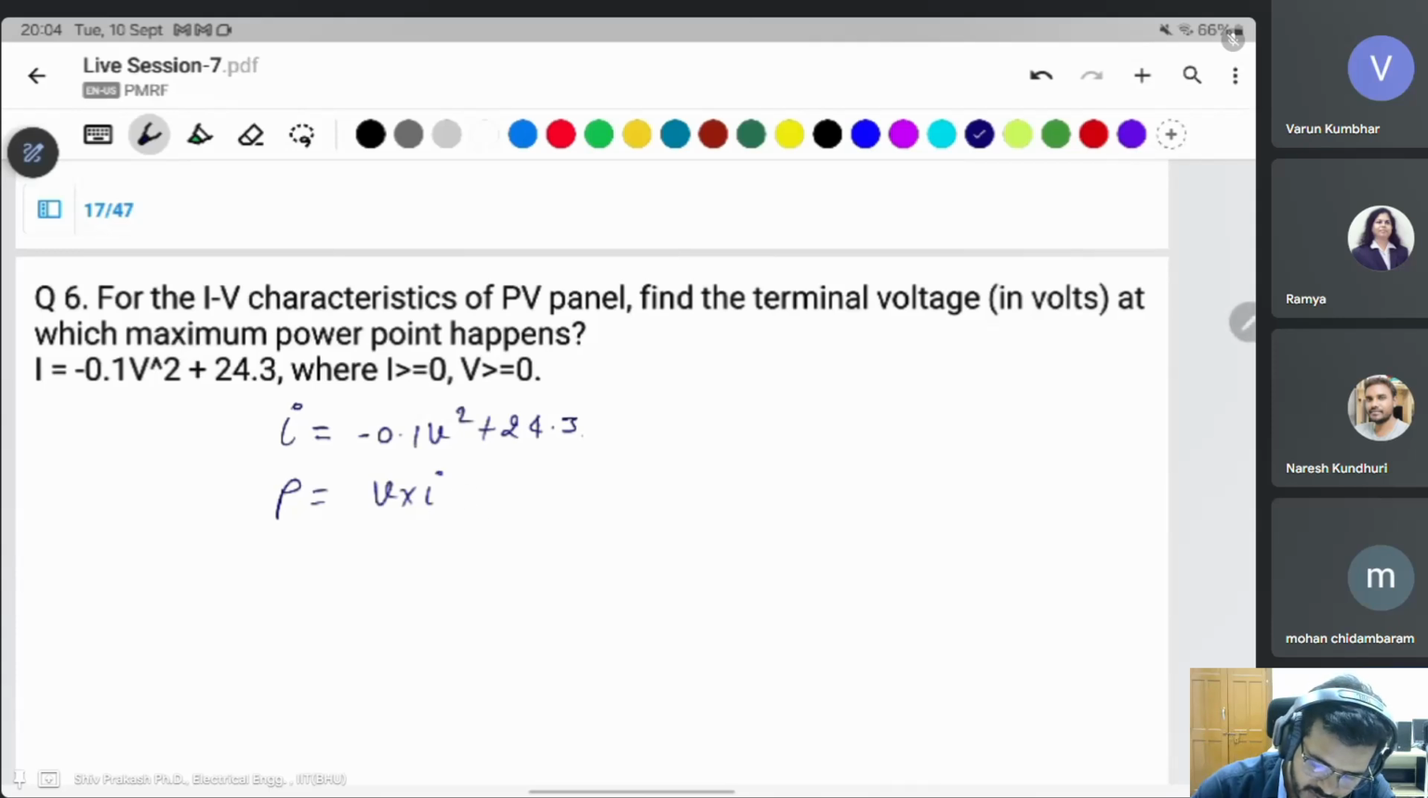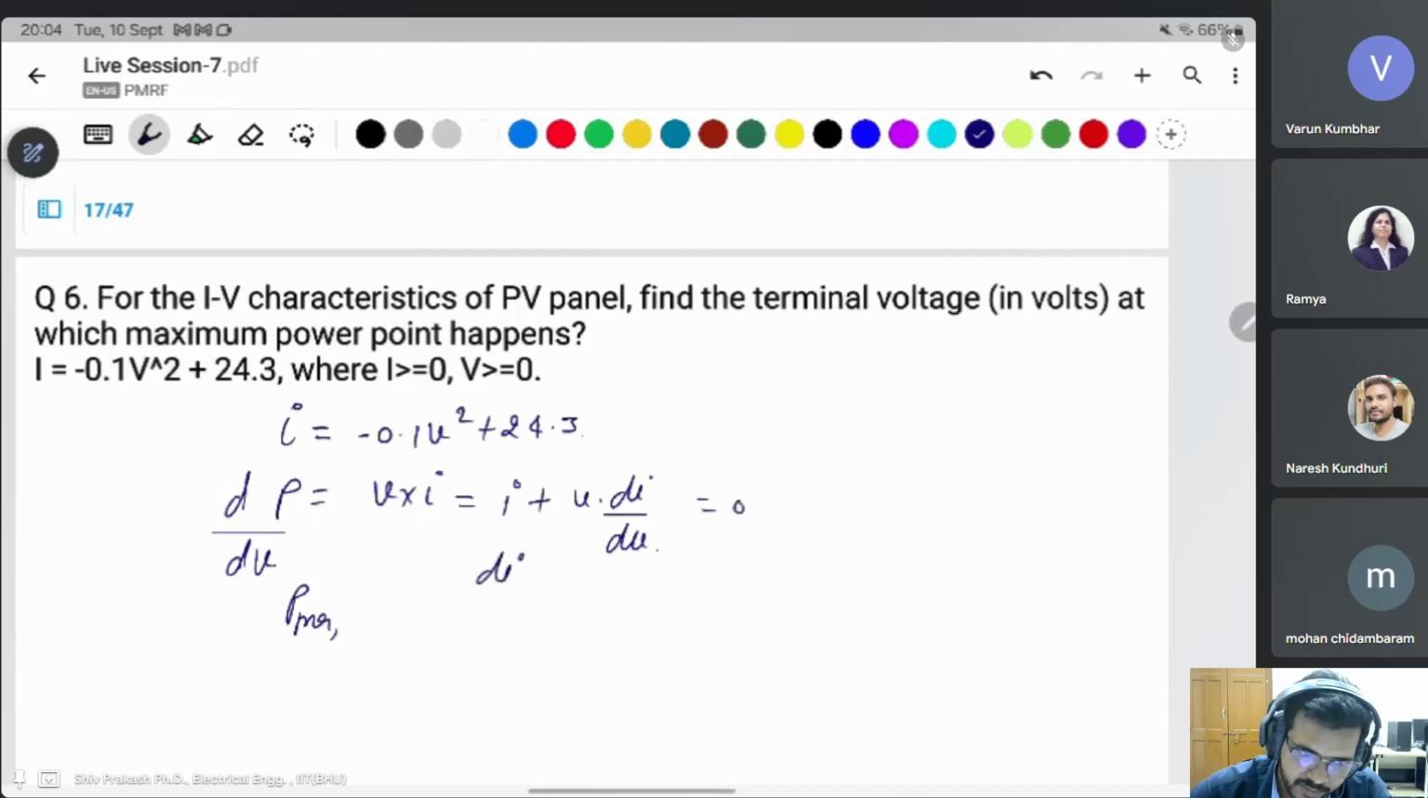If you want to integrate this one, dP by dV, then we will get Vi plus V into di by dV. Same thing, you know about P max, this will be 0, then di by dV is equal to minus I by V.